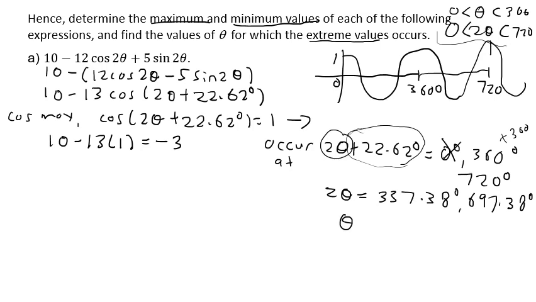And then lastly, to get theta, we divide by 2. So the final answer, the theta for this situation at maximum is 168.69. And the other angle, after we divide by 2, we got 348.69 degree. So this is the situation when cos is maximum, which is 1.